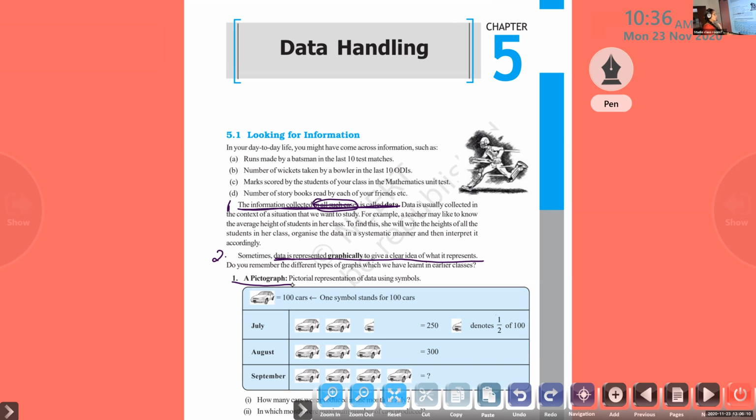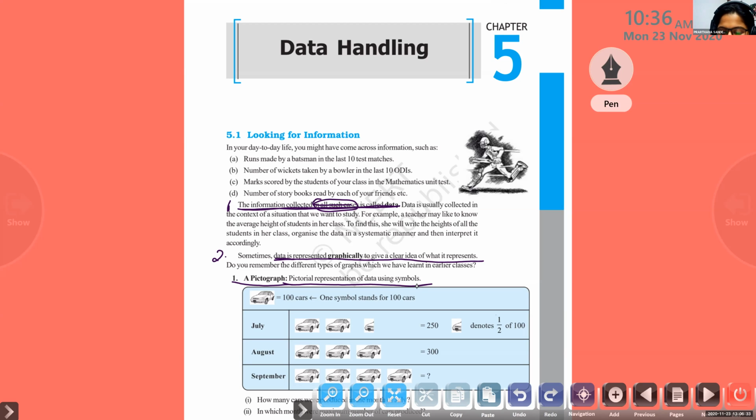Pictorial representation of data using symbols is called pictograph. Write this also.